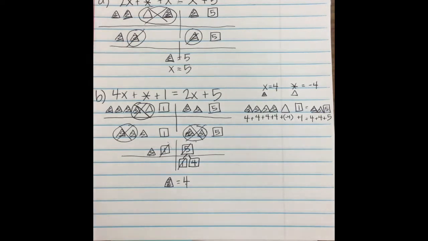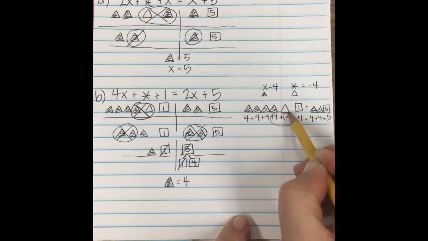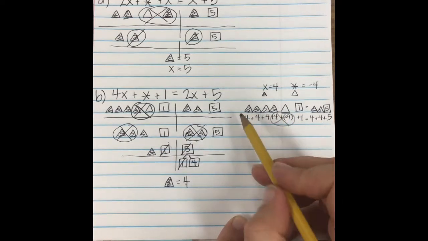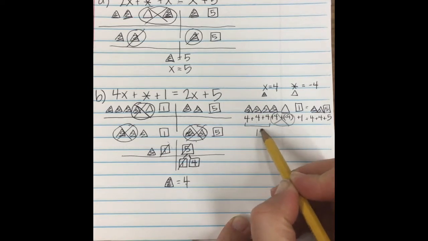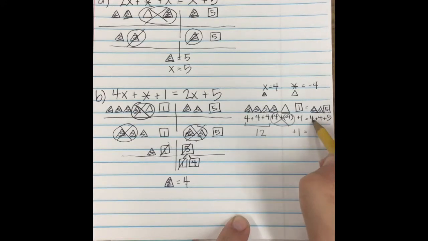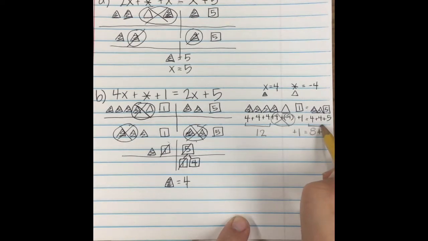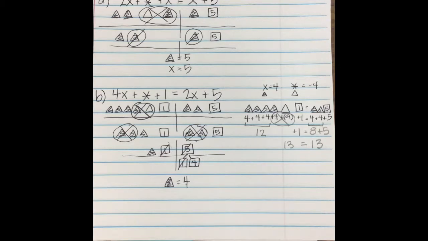Well, I'm going to use that same knowledge of 0 pairs and say, when I'm adding these up, this +4 and this -4 together, if I add them, make 0. So I've got 4 plus 4 plus 4, which is 12. 4 times 3 is 12, plus 1. And over here I have 4 plus 4, which is 8, plus 5. 12 plus 1 is 13. 8 plus 5 is 13. So I am correct.